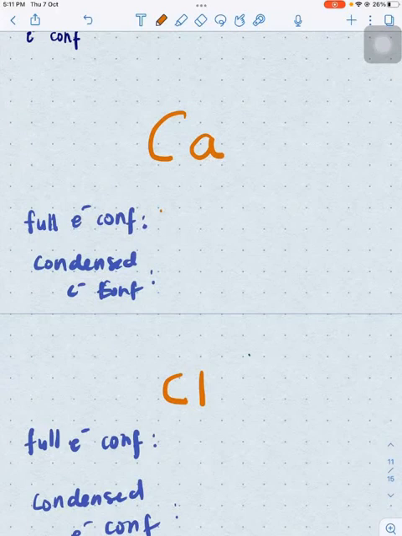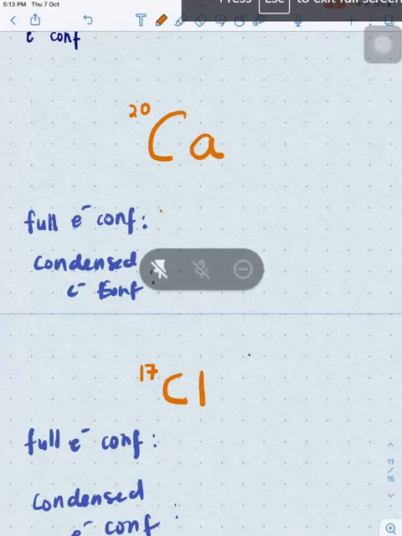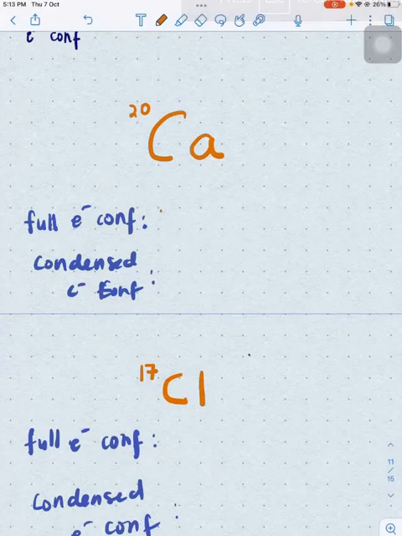Madam, kalsium 20 kan? Dan ada berapa elektron? 36 kan? So maknanya the best noble gas for the condense untuk calcium adalah argon lah.